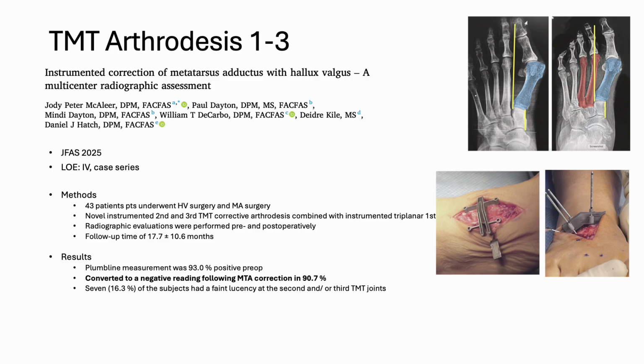Results, plumb line measured was 93% positive preoperatively. They converted to a negative reading following the metatarsus correction about 91% of the time. So they got good correction most of the time, which again, this is what we want. We're not going to always be perfect as surgeons, but we want to have easy ways to reproduce things, and they did get good reproducible results.